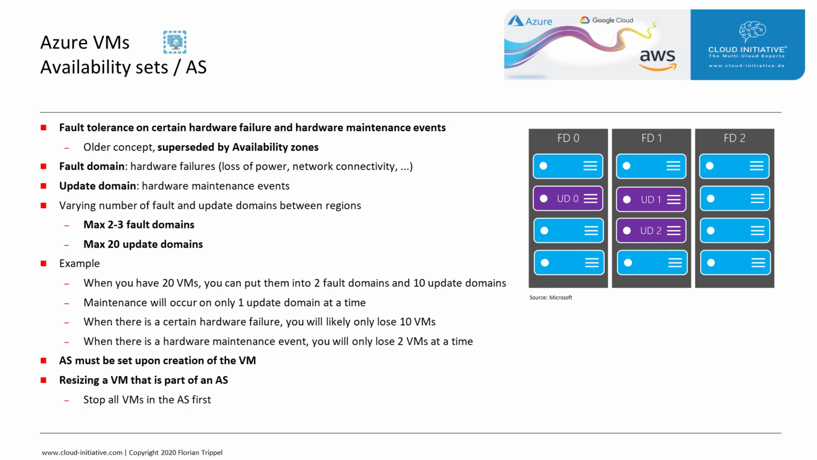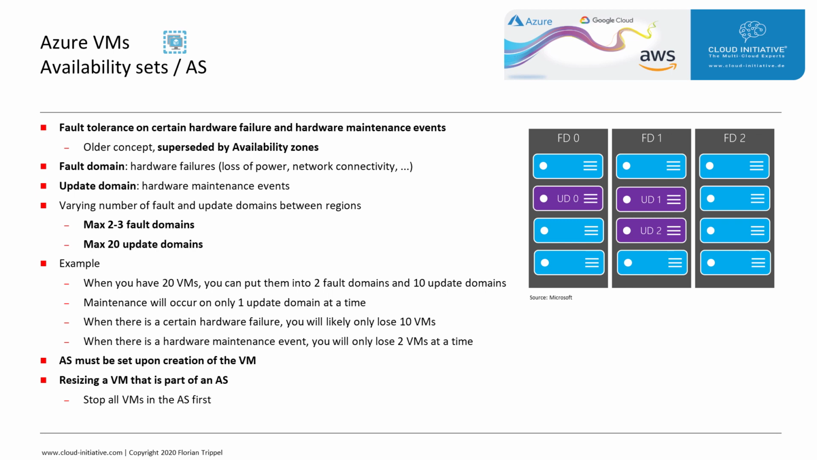Update domains are used for maintenance events. Azure guarantees that all maintenance events happen only on one update domain at a time. The number of configurable fault and update domains varies between regions. The maximum number of fault domains is typically 2 or 3, and the maximum number of update domains is typically 20. Let's consider a numbers example.